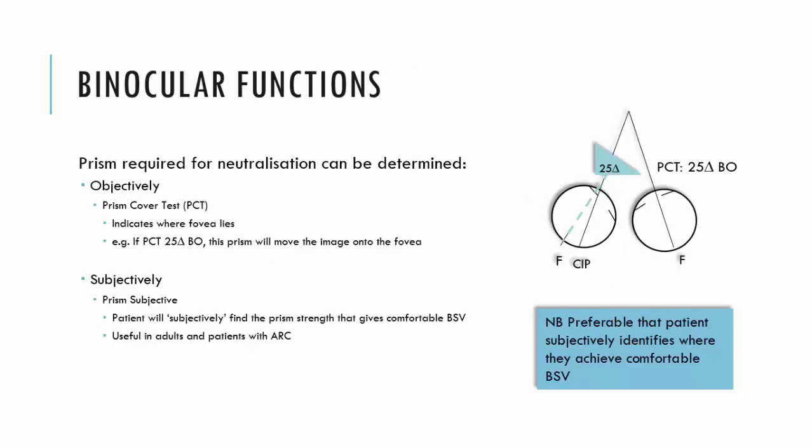So how do we determine what prism to put before the eye? Well, we already know that objectively we can determine where the fovea is by performing a PCT. The angle of the size of the deviation tells us the prism we need to put the image back on fovea. So if the prism cover test was 25 diopters base out, then when we put that prism in front of the eye, the image should fall on fovea.